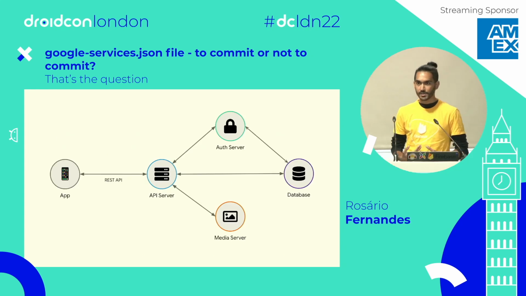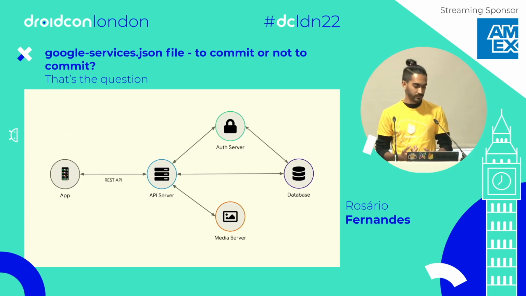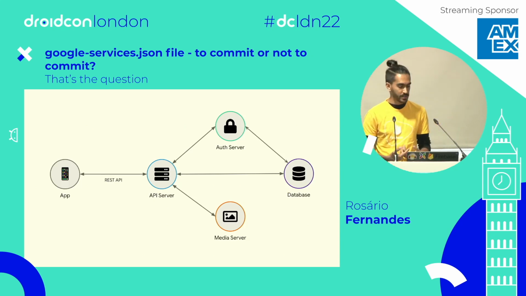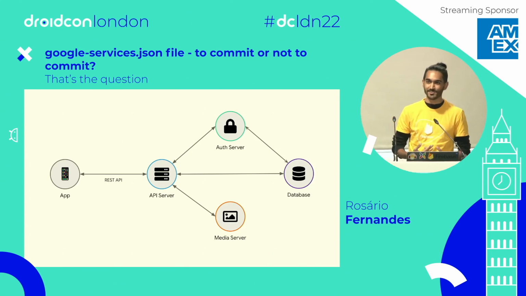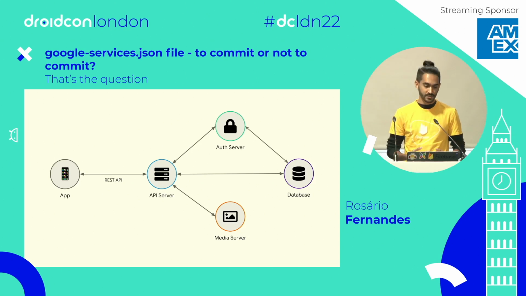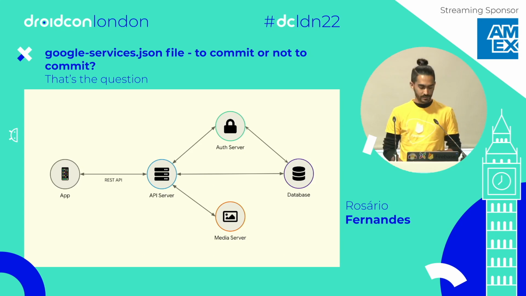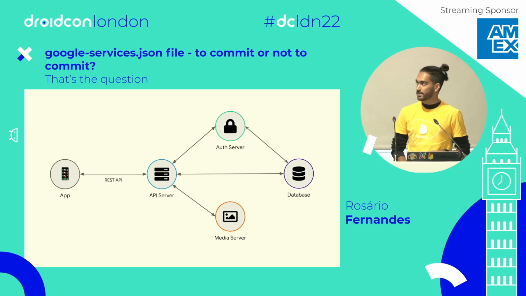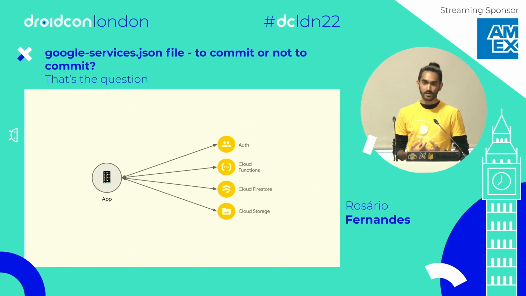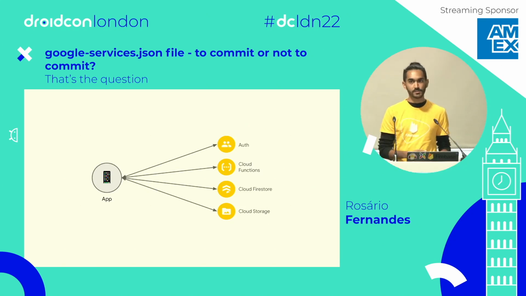In a traditional app architecture, you would usually have an app that connects to your API server through a REST API, or maybe GraphQL. I saw a couple of GraphQL talks earlier today. And then you have this server communicating to a bunch of other servers like databases, auth server, or even media. But in Firebase, we take away all of that complexity from you, and we just give you direct access from the client to the service. And this probably raises some questions about security, and that's the whole reason why I decided to do this talk.